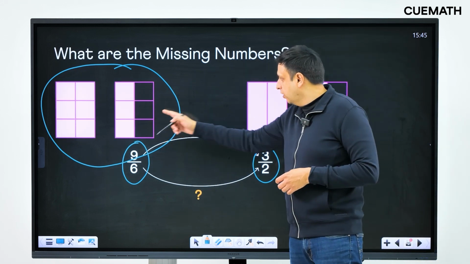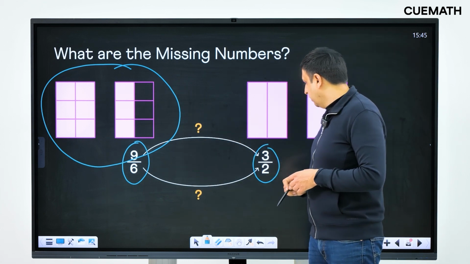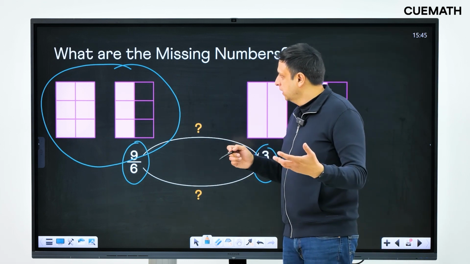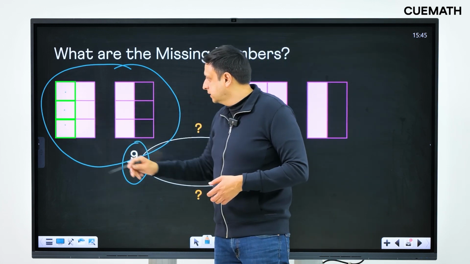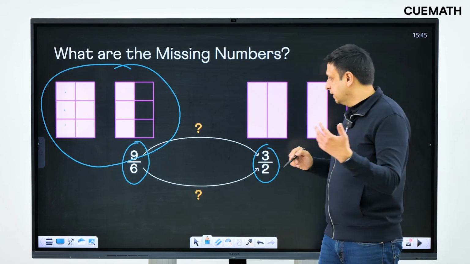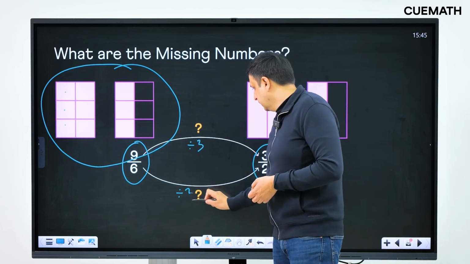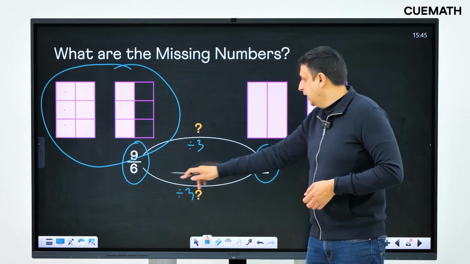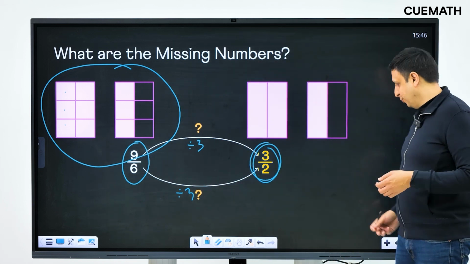And how do we go from here to here? So we can divide the numerator and denominator by 3. You can observe it from the figure as well. For example, if you take these 3 parts, here you have a single part over here. So you divide the numerator and denominator by 3. So divide by 3, divide by 3. So 9 goes to 3 and 6 goes to 2, and you get this equivalent fraction 3 over 2.